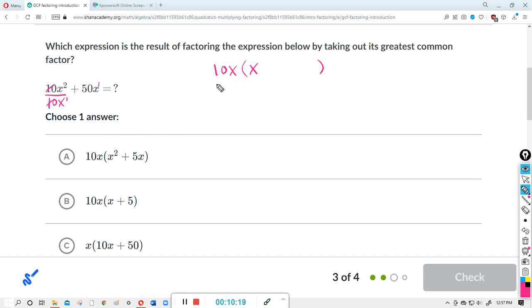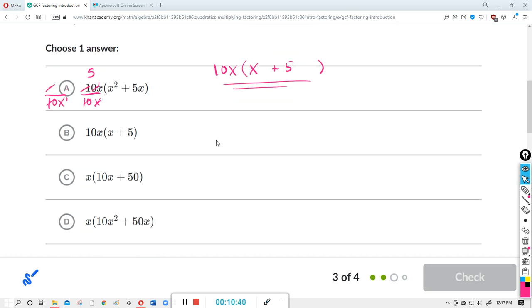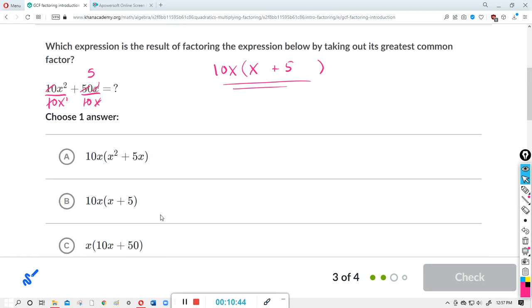Here we have 50x, and we divide by 10x. Okay, 50 divided by 10 is 5. And x divided by x cancels. So we're just left with 5. So that's our final answer. All right. So we factored out a 10x. It can't be C or D. And we have x plus 5 in parentheses. That's answer B.